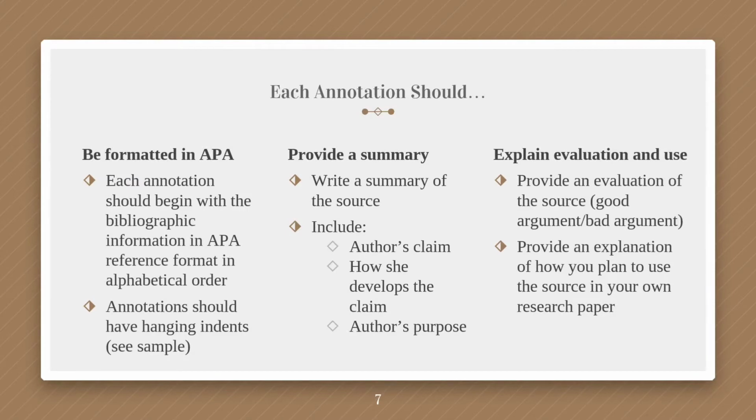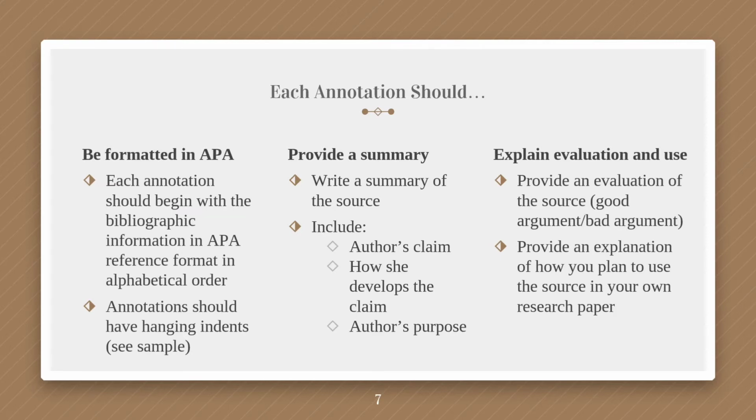Each annotation should provide a summary. I just talked about that a little bit. Write a summary of the source. And that summary should include, and here's that précis in short, without all of the very detailed explanation. Each annotation or summary should include the author's claim, how she develops the claim, and the author's purpose.